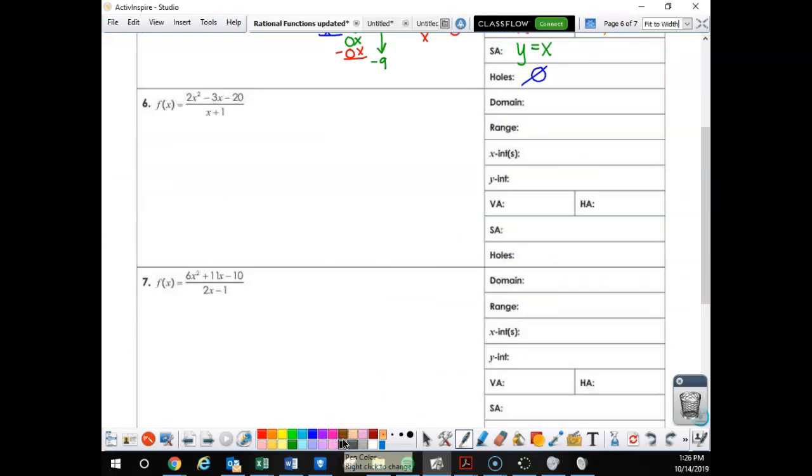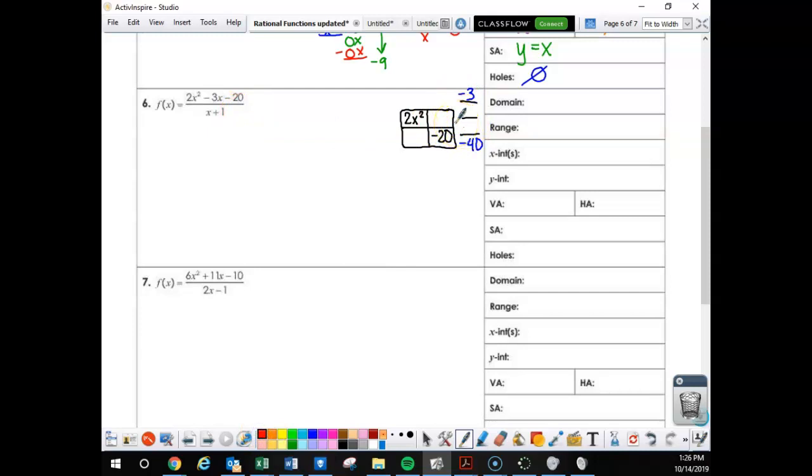Okay, so the first step is to factor this out, right? So I have 2x squared and -20. So don't forget, you have a coefficient, so you have to multiply down diagonally. So 2 times -20 would be -40. So I need 2 factors of -40 that add up to -3. Did anybody figure it out?